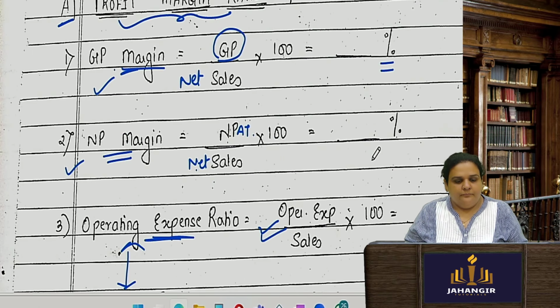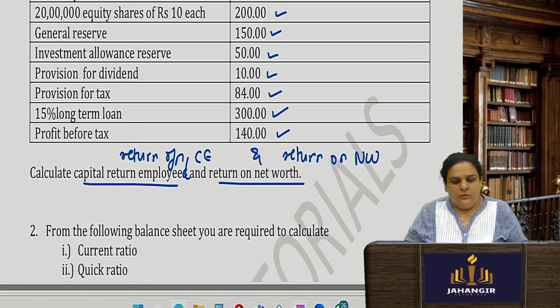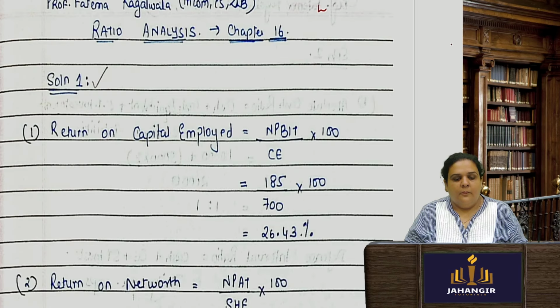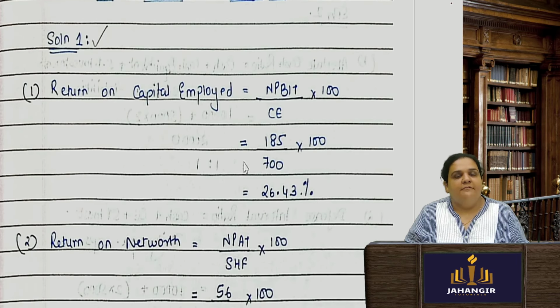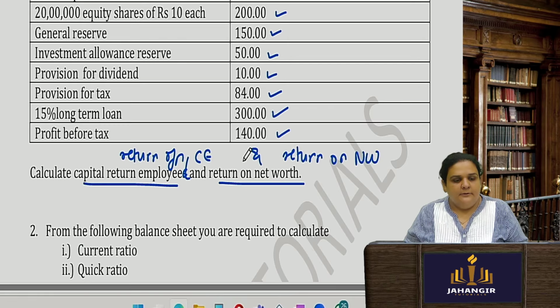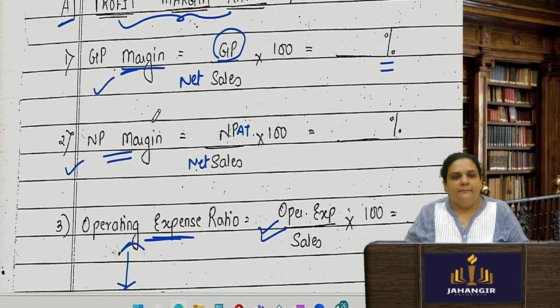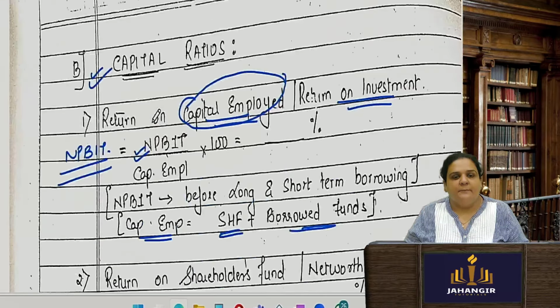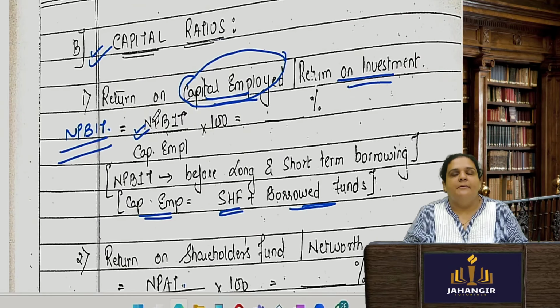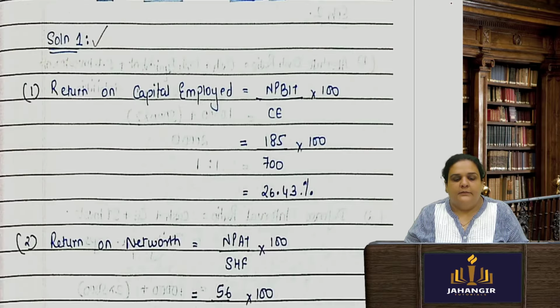Okay, fine. So now return on capital employed, I have given you all this formula. See here, return on capital employed, just the next one, capital ratio: NPBIT upon capital employed into 100. I am just writing the formula and keeping it here.